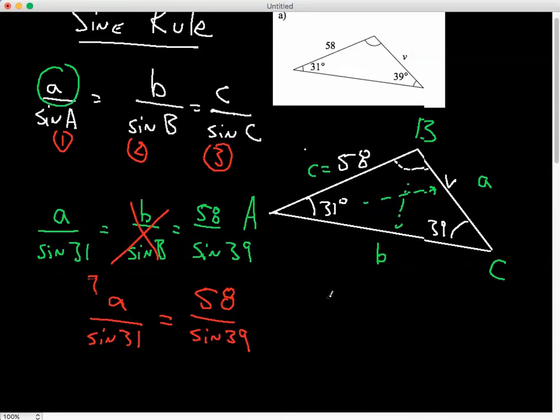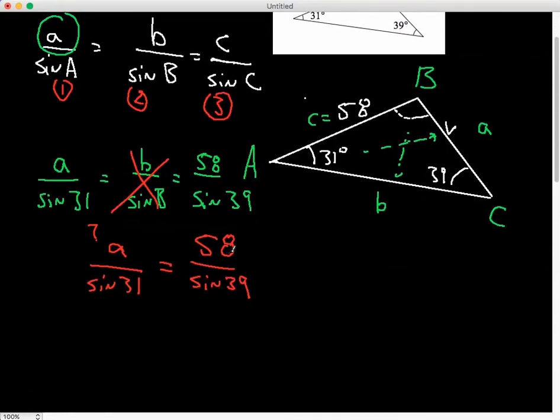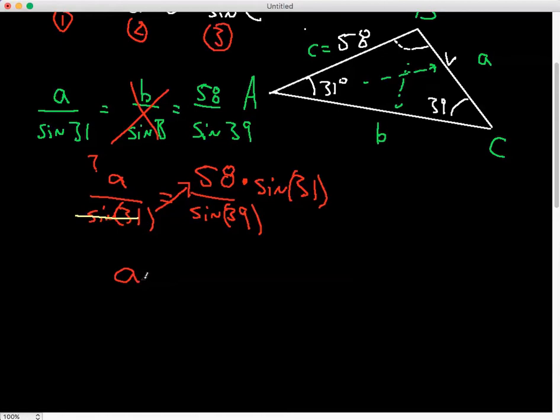Now we have an equation with A and all our other knowns. If you want, we can put brackets around this. And now we have to isolate for A. The easiest thing to do is cross multiply this sine 31 against 58. So sine 31 against that, so this is now no longer here. It's up on the other side. So now we just have A is equal to 58 times sine 31, all over sine 39.